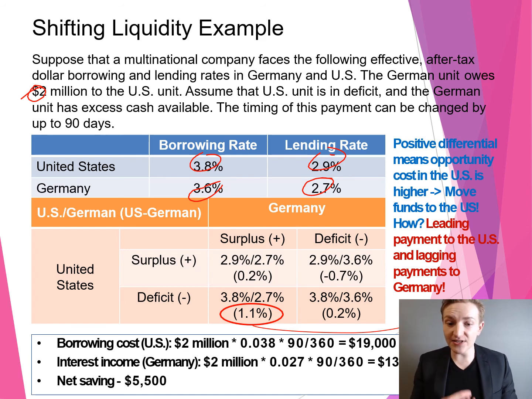Now, we can look at the differences in the interest rates here. The differences that are the most relevant to us are going to be the difference between this 2.7% lending rate and the 3.8% borrowing rate that is going to be most relevant. The reason for that is we have to look at what our opportunities are. With this $2 million, the German unit could either lend it in the market or it could give it to the US subsidiary. With the US firm, it could either get the money from Germany or it could borrow it. So therefore, the lending and the borrowing rates are the most relevant ones. And in particular, it's the relevant ones for the German lending rate and the US borrowing rate. So those are the ones that are the most relevant here.